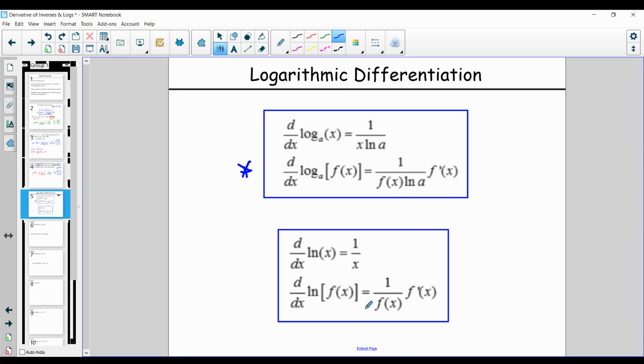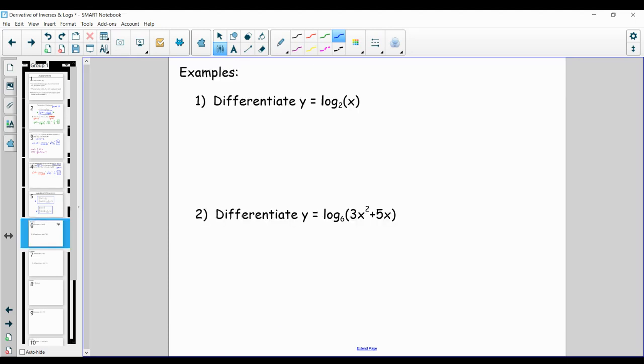Same thing goes for when you have the ln. So the derivative of the ln of x, when it's a plain old x, is 1 over x. The derivative of ln of a function is going to be 1 over that function times the derivative of that function. And again, here we're using the chain rule because the function that we have has a derivative that's not 1. So let's look at a couple of examples.